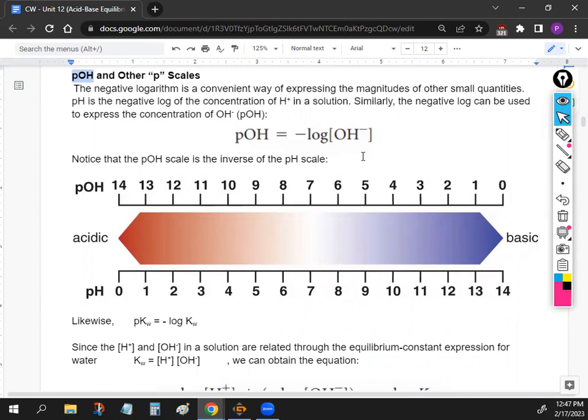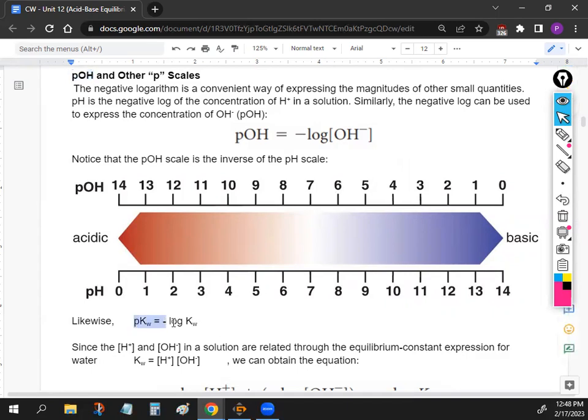But POH, if you guys look at it, is the exact same thing as pH. It's just with hydroxide concentration instead of proton concentration. And it's just the exact opposite of the pH scale. So 7 is still neutral for POH, but this time anything less than 7 on POH is basic. Anything greater than 7 on POH is going to be acidic. So it's literally just the reverse of the pH scale, okay?